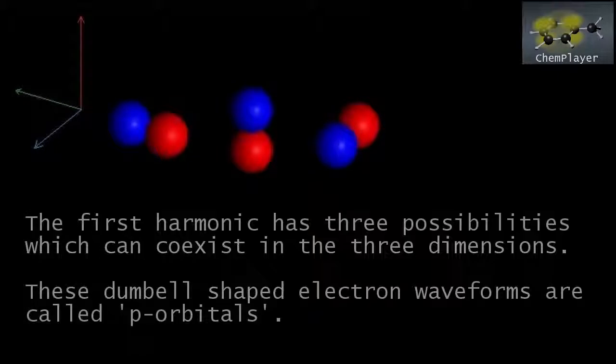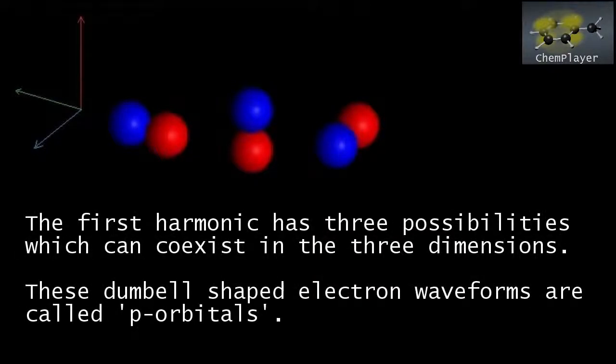Okay, here's the first harmonic wave for the electron. Actually, there are 3 of them which can all exist separately along each of the 3 dimensions. Each one is dumbbell-shaped, and you can see that like the string harmonic wave, there is a node in the center where the electron wave never actually has a presence. Let's look at the next harmonic.